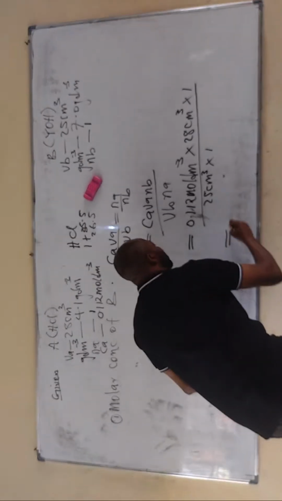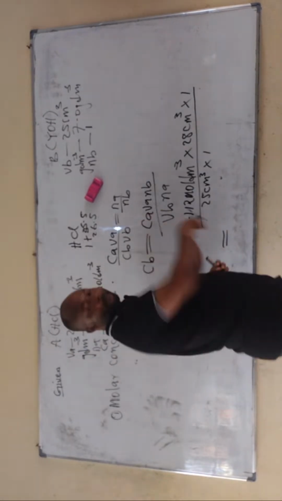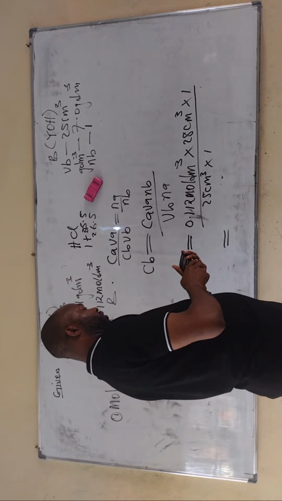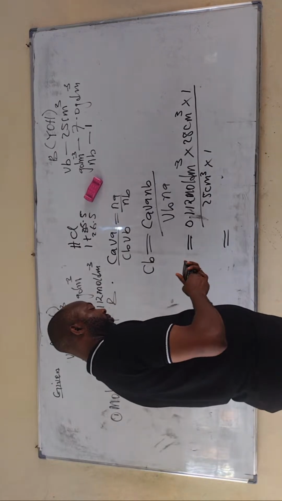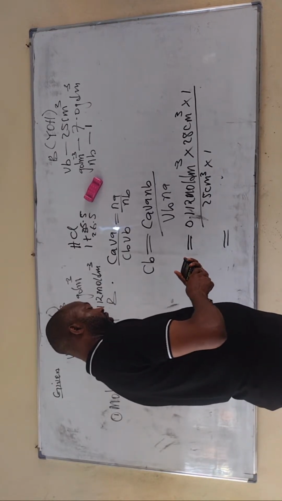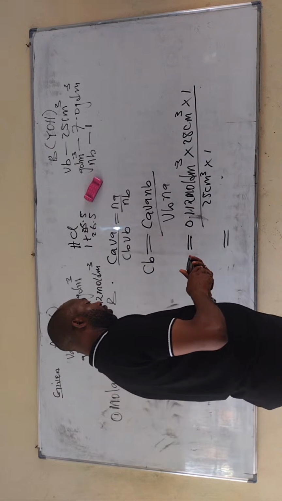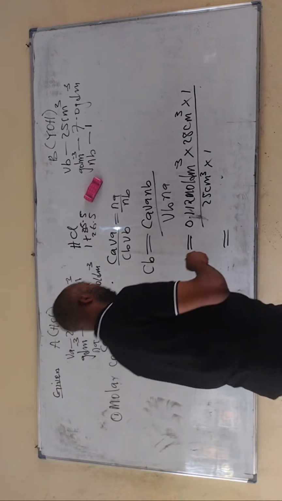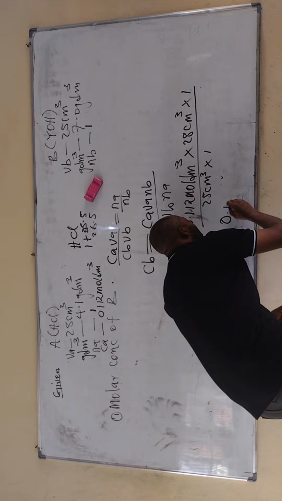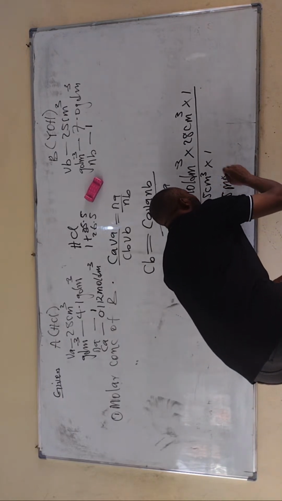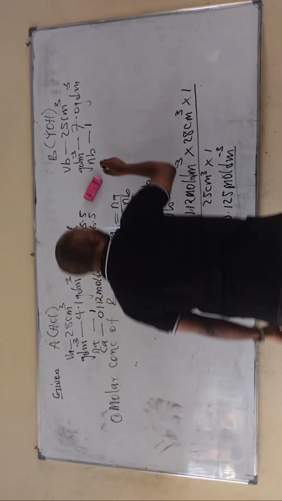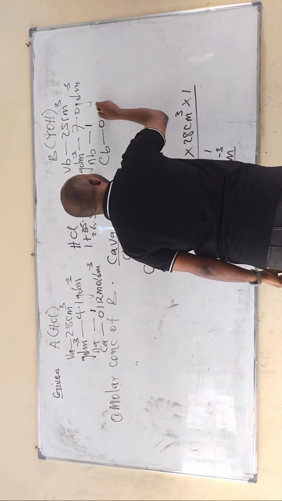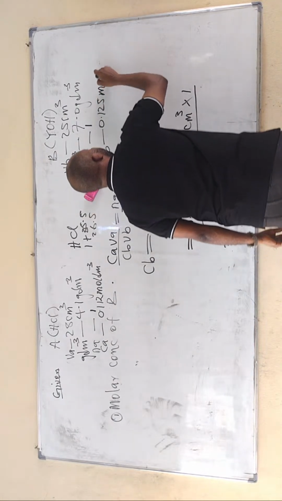So this will be equal to 0.112 times 28 divided by 25, which gives 0.125. So my final answer is 0.125 mole per dm³. This is the concentration of the base. Cb equals 0.125 mole per dm³.